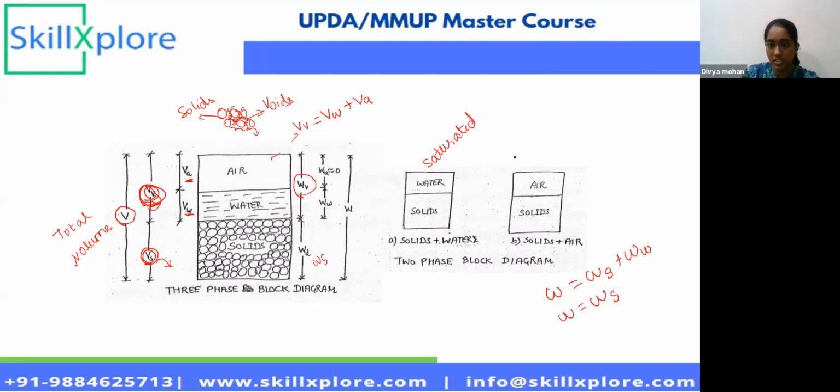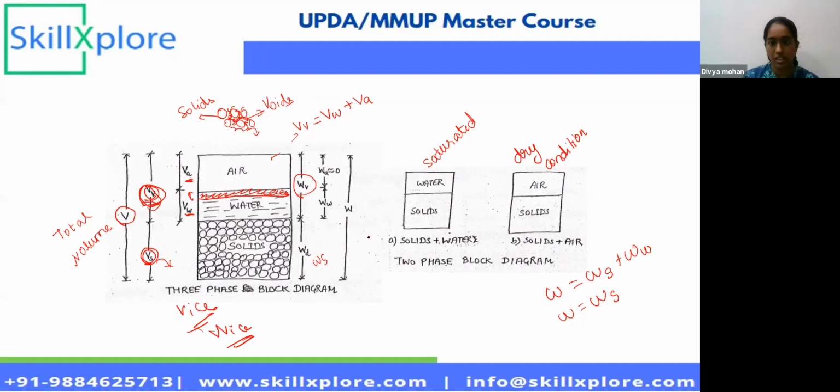And the presence of air and solids is a dry condition. That's all. For a four-phase diagram, some part of the water will be frozen, so we can take it as a volume of ice, V ice, and a weight of W ice. However, we are not dealing much with frozen soil.